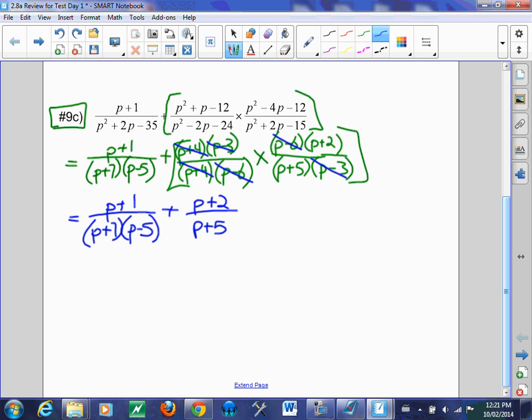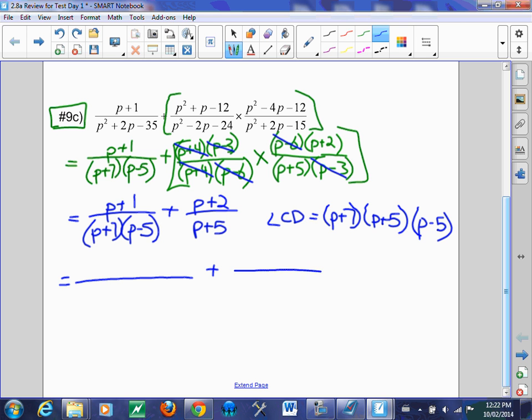Okay, so my lowest common denominator here, guys, is going to be each binomial multiplied. So it's going to be p plus 7 times p plus 5, doesn't matter, and p minus 5. Doesn't matter what order it goes in. All right. So here's where the hard work begins. So we put our common denominator down.